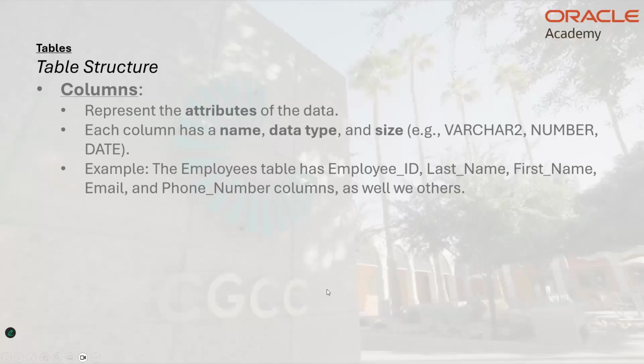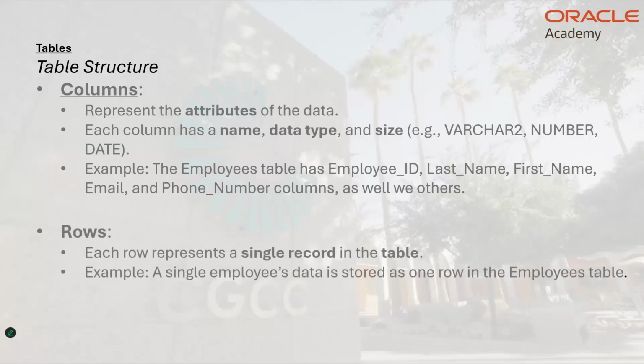So, for example, in the employees table, you have an employee ID, last name, first name, email, phone number, and others. And then you have rows. Rows actually represent records. So one row is a single record. I think of it, on the employees table, you have all the employee information. So that would essentially be a row or a record. Those are synonymous. All right.